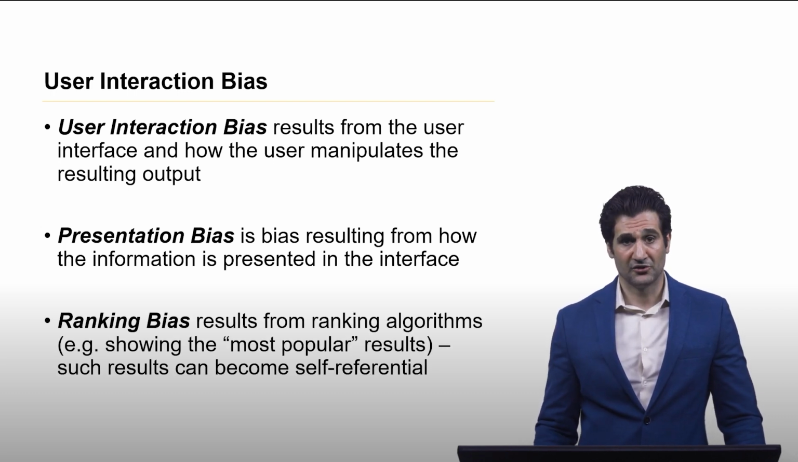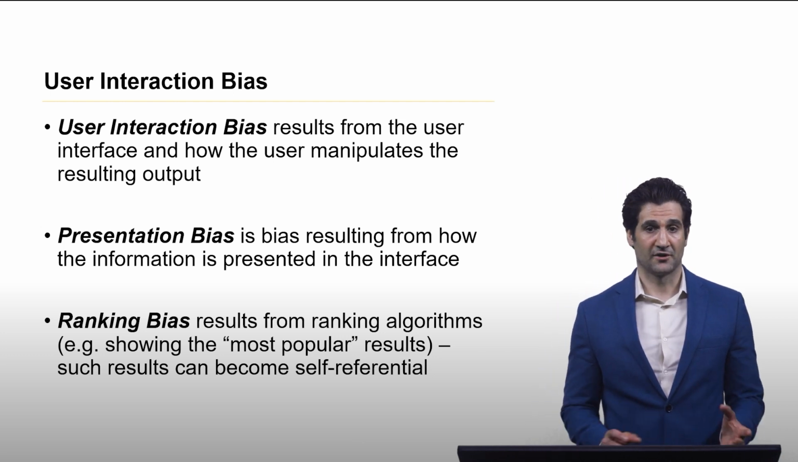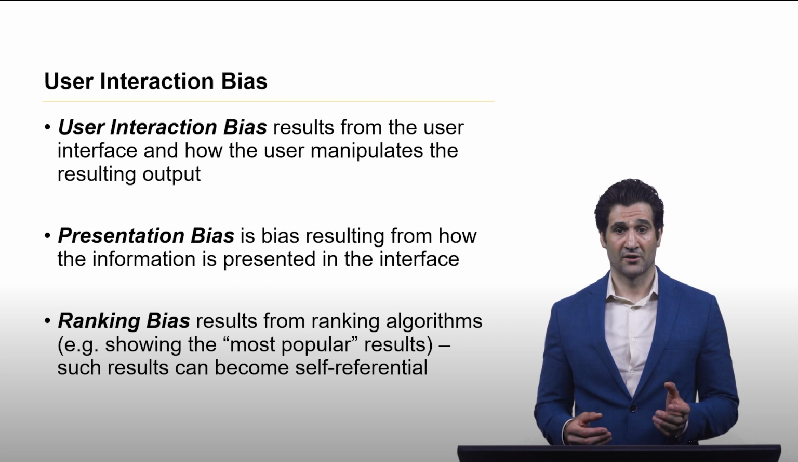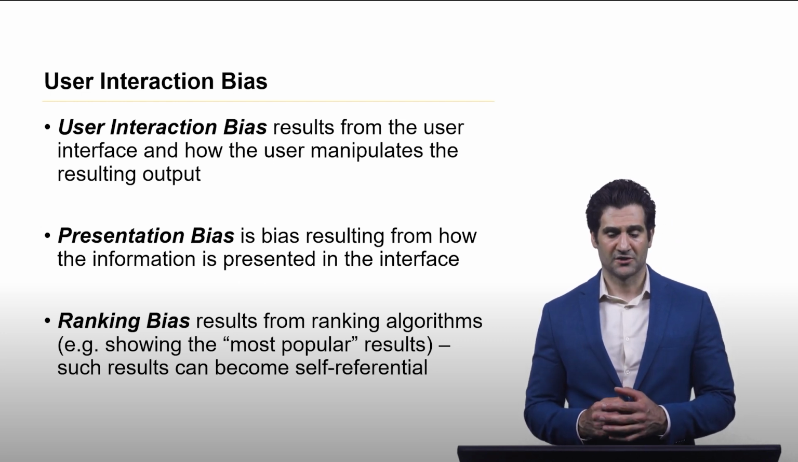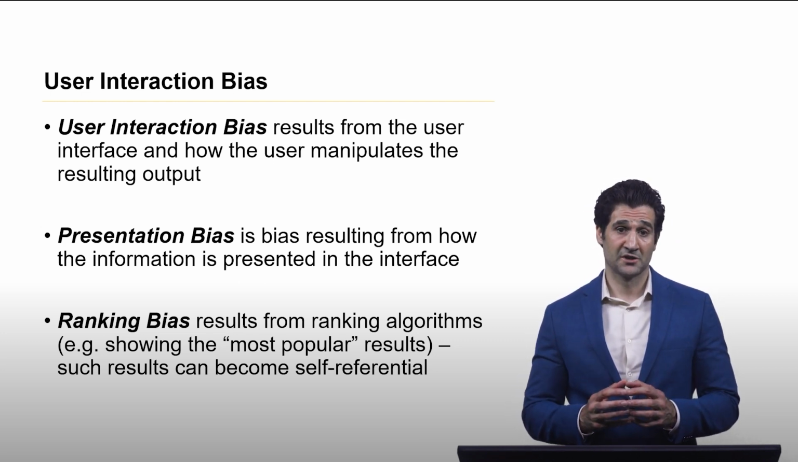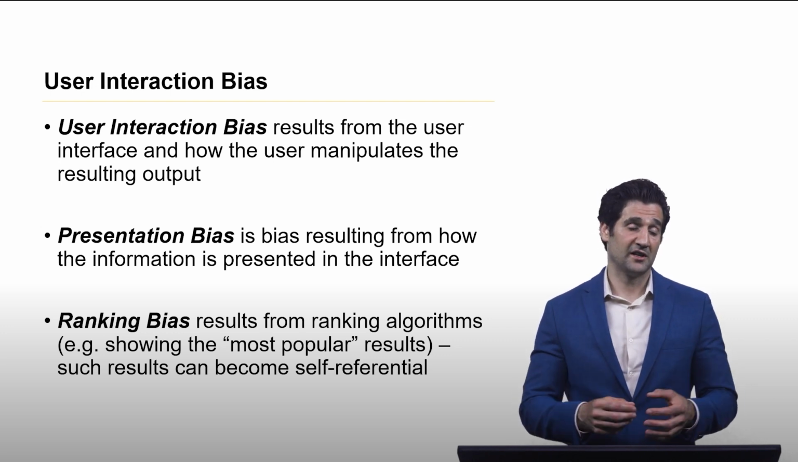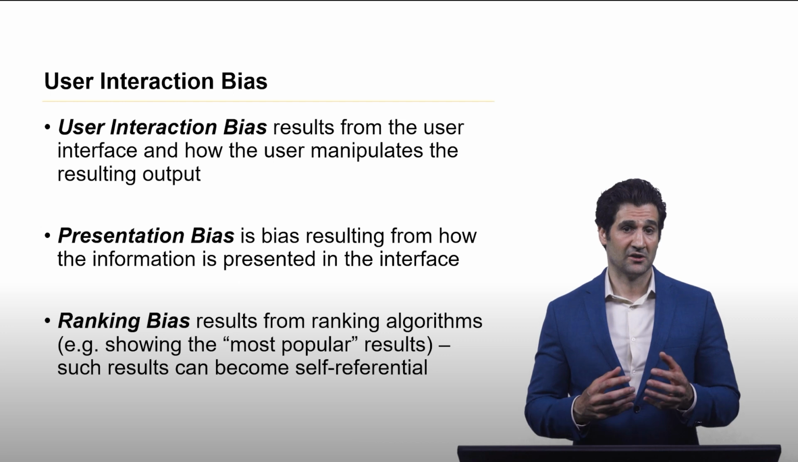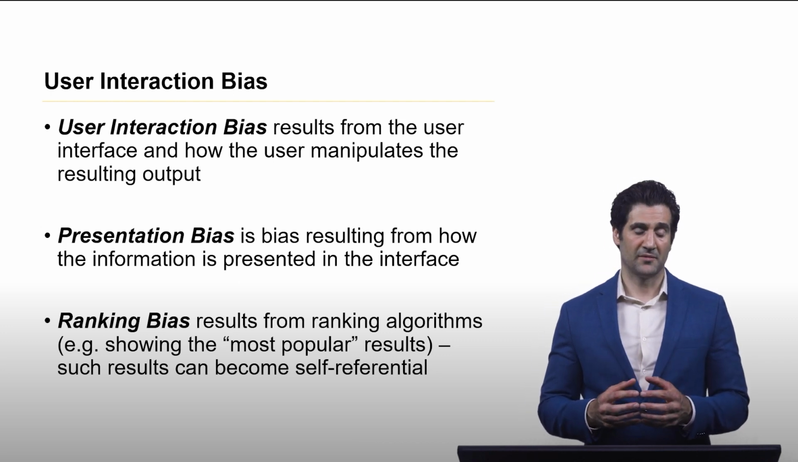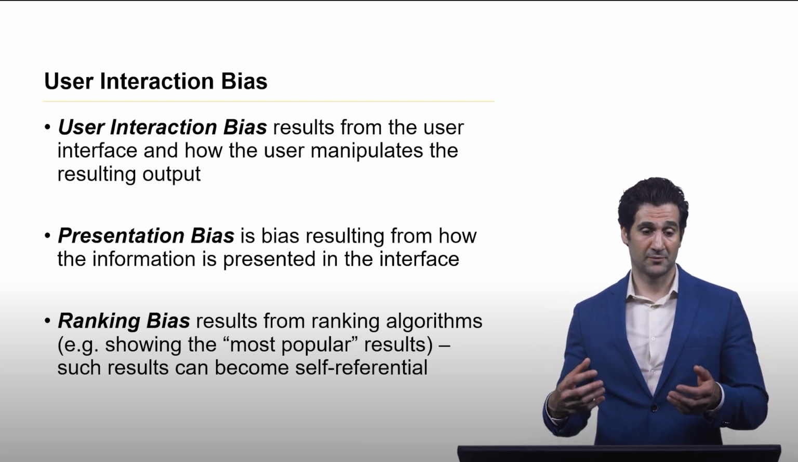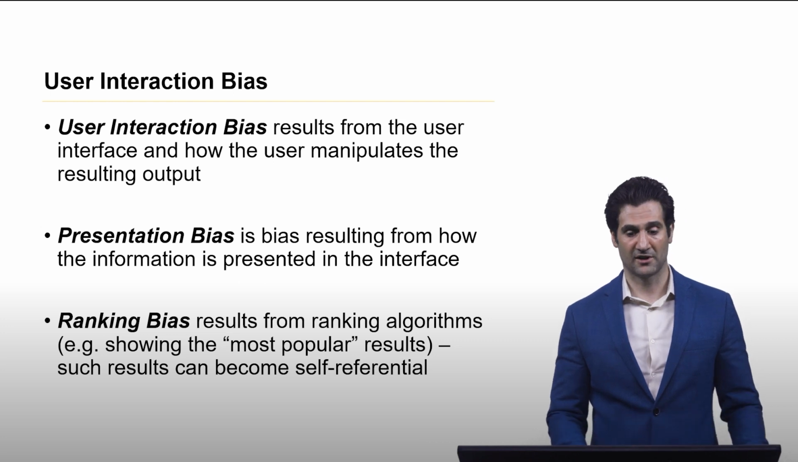Ranking bias is another type of user interaction bias, and this happens with a lot of ranking algorithms where the most popular results are put up front first, and as more people get interested in those results, they gain even more and more popularity. So this ranking bias ends up causing results to be self-referential.